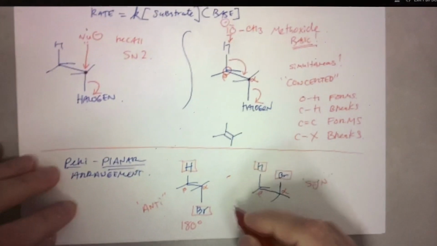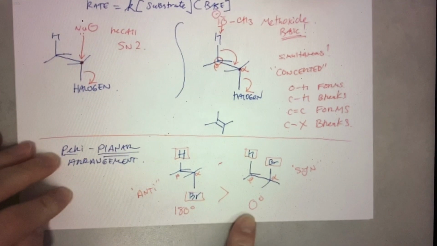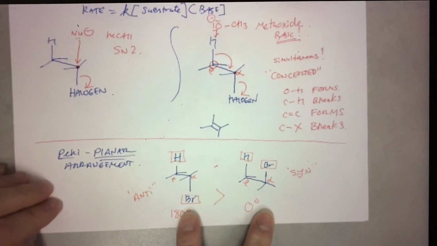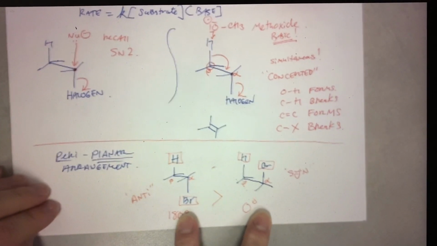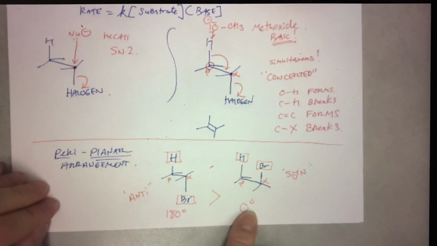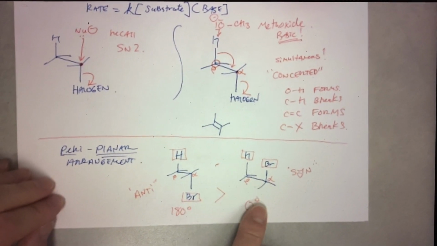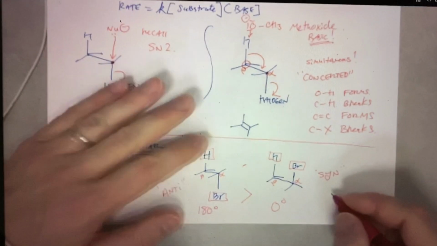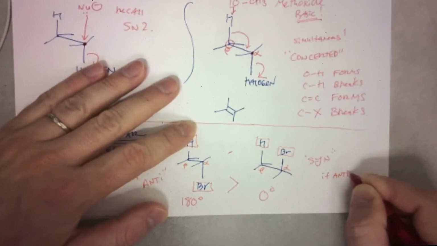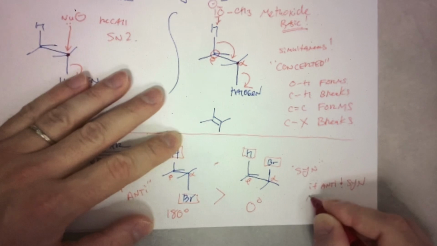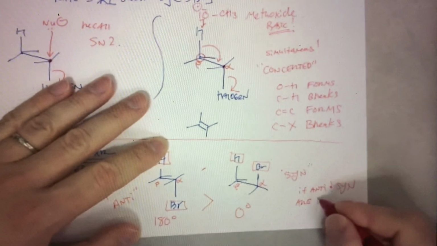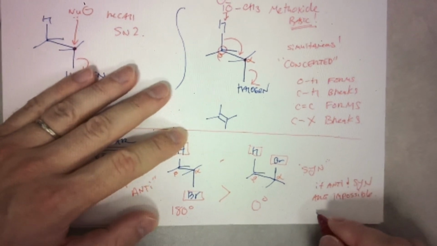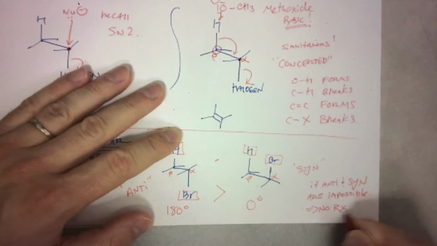The anti-conformation is definitely energetically favored over the syn conformation, okay? But either one of these works, and any other conformation doesn't work. Right? So these are required conformations. We have to have these atoms this way, or the reaction doesn't work. So let's just put a note here. If anti and syn are impossible, the result will be no reaction.